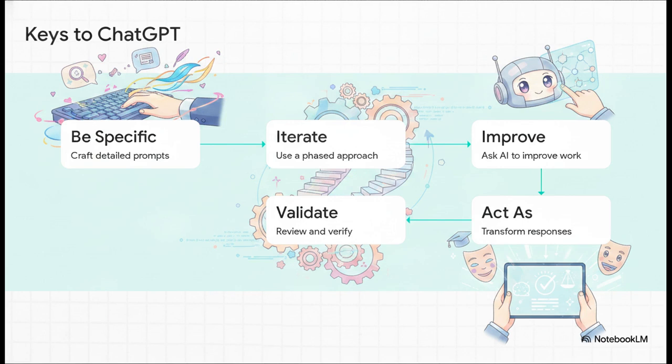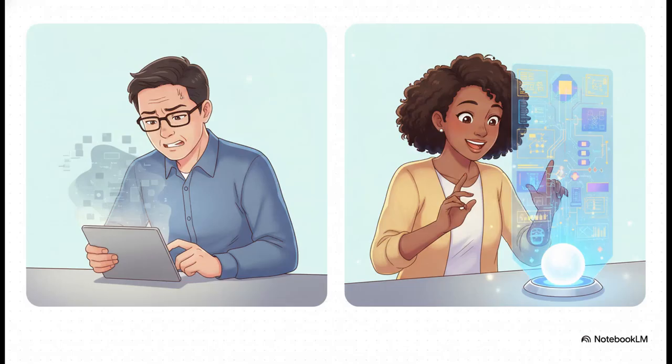Number 1, be incredibly specific. 2, use an iterative approach. Basically, don't expect magic on the very first try. Just build your prompt in phases. 3, ask the AI to improve its own work. 4, use the ACT AS framework. Tell it to act like a debater or a travel guide or even a Linux terminal to shape what it gives you. And 5, this is the most crucial one, always validate. The AI is not perfect. You are still the human expert in the room who has to review and apply critical thinking to everything it spits out.